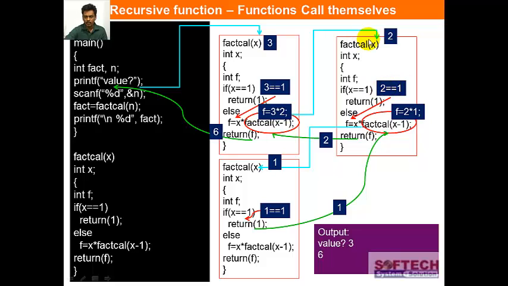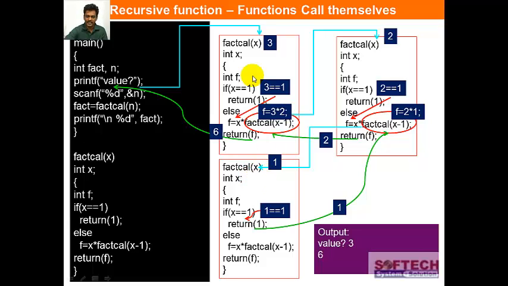X equal to 1, 2 equal to 1, the condition is false. So here x value is 2 into fact call of 2 minus 1, that is 1. So that 1 is transferred; it takes another copy of the fact call function. It transfers value 1 as an argument, and that 1 is assigned to that x.